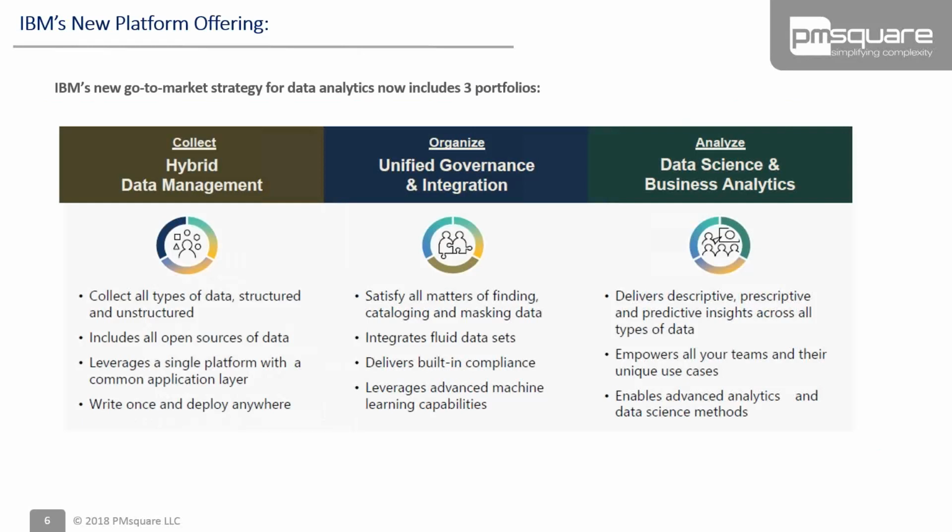And the last pillar here is one that, based on the attendee list that I saw right before the webinar, I believe is where the majority of the folks on the call are mostly focused, which is the data science and business analytics portfolio. This is where you have all of the presentation layers and the analysis of the data that you've collected and organized. So really anything from a reporting standpoint, forecasting and budgeting tools, predictive capabilities, really analyzing your data to better understand the past, current and future state of your business. So those are the three primary pillars and portfolios that IBM is now going to market with.